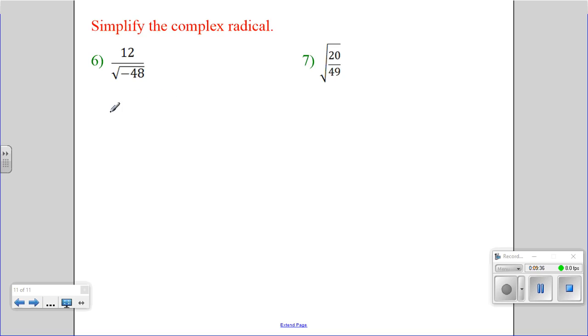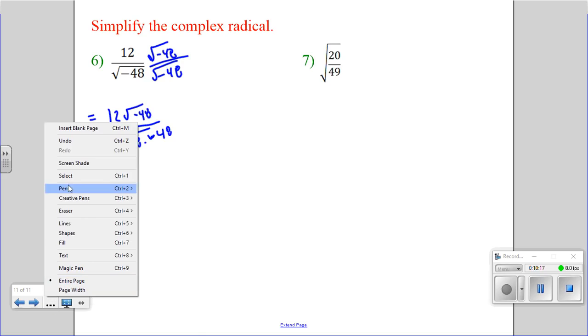Number 6, we have a square root at the bottom. You're not allowed to leave square roots at the bottom of a fraction. So what you're supposed to do is take that square root and multiply the top and the bottom by that square root. When I do that, I would have 12 square root of negative 48 at the top over the square root of negative 48 times negative 48 at the bottom.